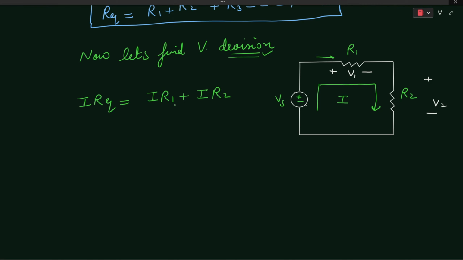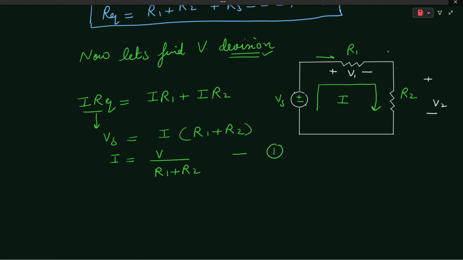Or you can say I into R equivalent is equal to Vs. So Vs is equal to I into R1 plus R2, okay. So I will be equal to Vs upon R1 plus R2, okay. So this is the first equation, okay.